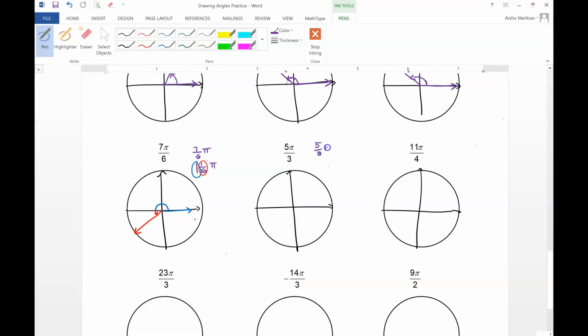It's 5/3 pi, which is 1 2/3 pi. So, first I draw the 1. Now, I need 2/3. How much is 2/3 of a chocolate bar? More than the half, right? So look, from the horizontal here down here, that's a half. 2/3 is more than that, so I go here.